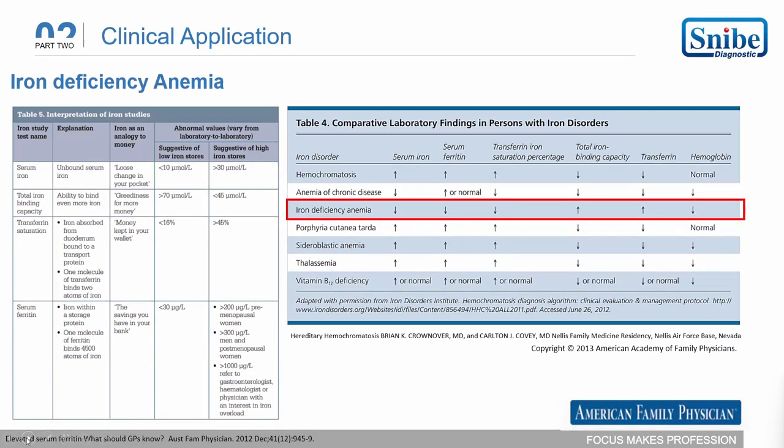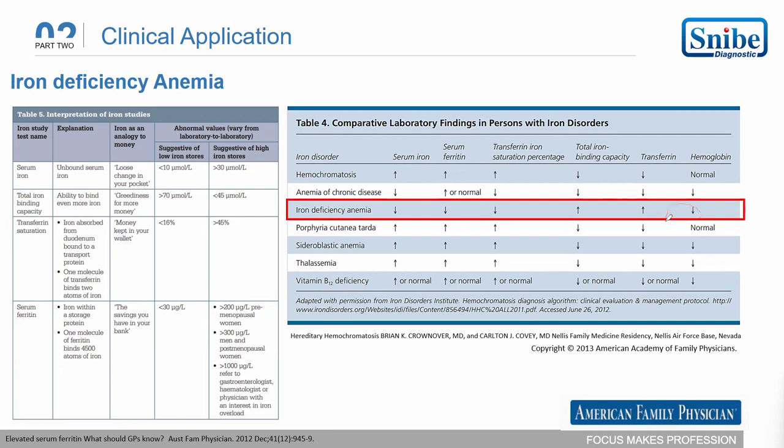So, if we talk about iron deficiency anemia, according to the guidelines, if we compare the values of different serum iron levels and the ferritin levels in iron deficiency anemia, there's a typical picture: the serum iron level is low, the ferritin level is low, and the transferrin saturation is also low, along with the TIBC value being high, and the hemoglobin is low.